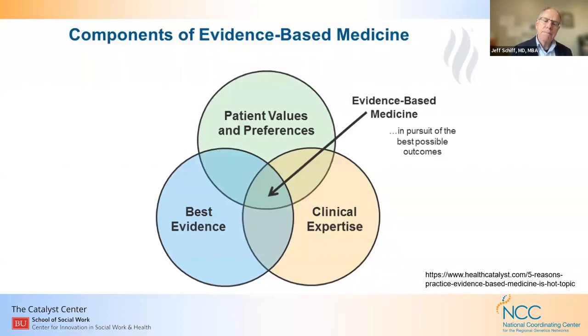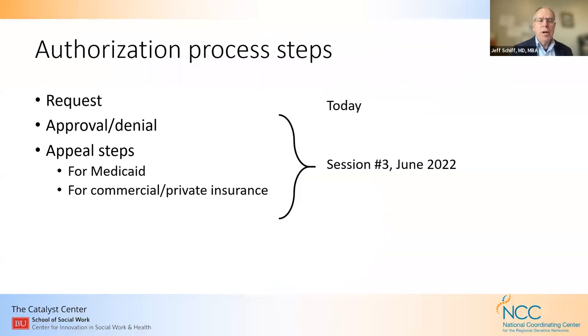Next slide. Today, we're going to talk about this first part of the authorization process, the request. And then at the end of June, we're going to finish up and talk about approvals and denials, appeals, both in Medicaid and in the commercial world. Next slide.